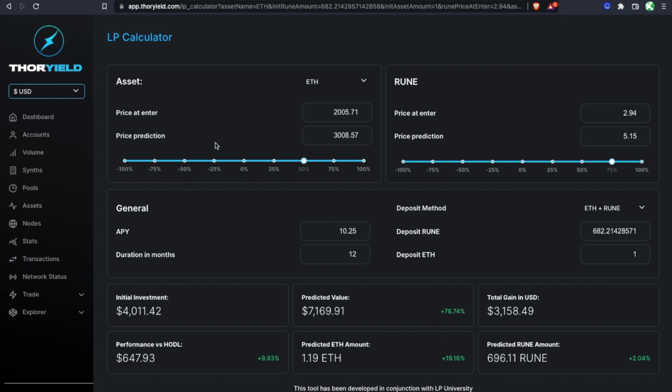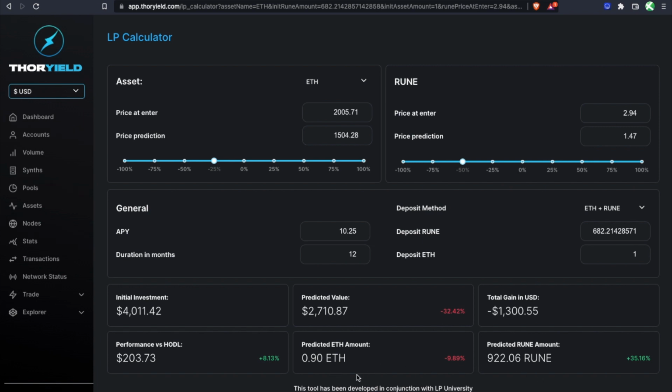Now, let's say things went the other way. Let's say ETH went down 25% over the year and Rune went down 50% over those 12 months. So in this case, of course, your predicted value, this is just including the volatility of the assets. Of course, this is down because the assets that you're in the pools are going down. But your performance versus HODL is still positive. And this is because you're earning more in terms of the assets that you put in.